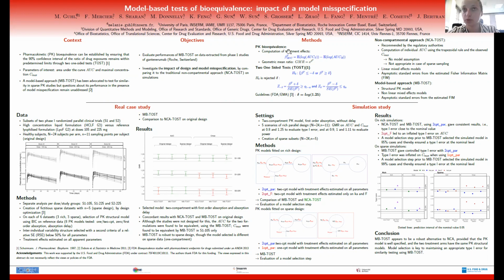The traditional approach is non-compartmental. That means we compute individual parameters, which has the advantage of making no model assumption, but it's not appropriate in case of sparse sampling. For example, if we only have one sample per patient, computing an individual Cmax is complicated.